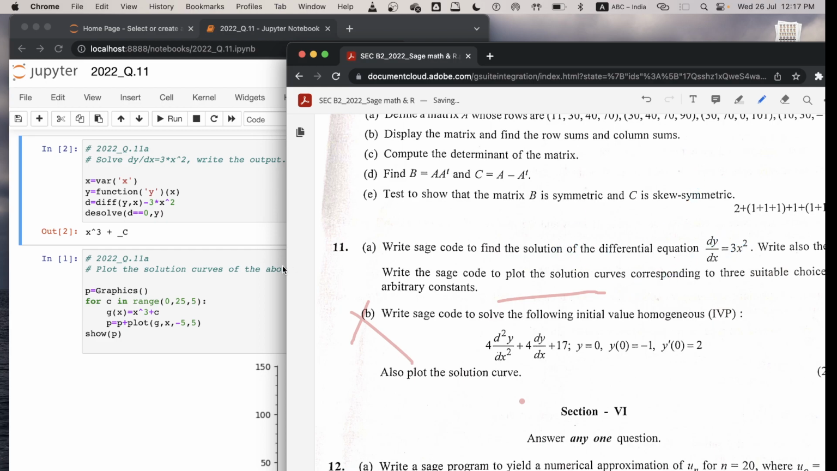This diff(y, x) stands for dy/dx, and this minus 3x squared is the rest of the equation. Then we solve it with desolve, the predefined Sage command to solve the differential equation for y. The output is y equals x cubed plus c, where c is an arbitrary constant.